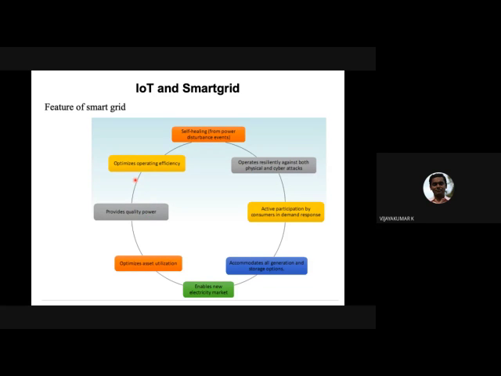So here, the operating efficiency. Whenever we talk about operating efficiency, by having optimum utilization and by operating the devices effectively, you can achieve better operating efficiency in the smart grid. So these are the features of smart grid.